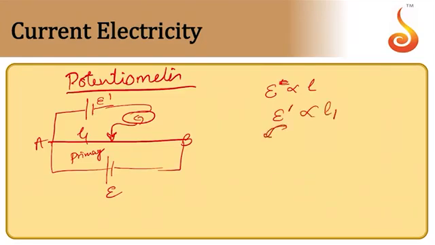I can replace it by another cell E double dash which is proportional to L2, or I can say E dash divided by E double dash is equal to L1 by L2. So a very simple idea, we can use this to measure, rather compare the EMF of two different cells.